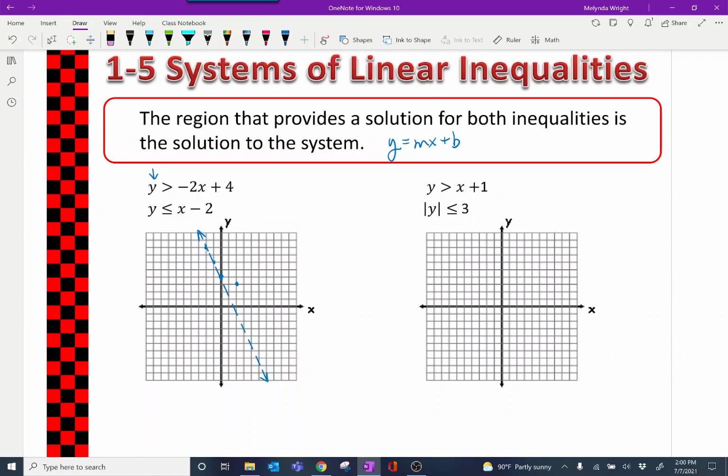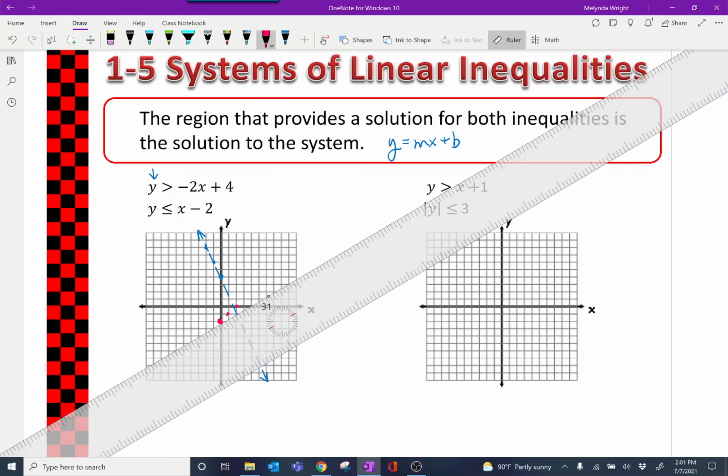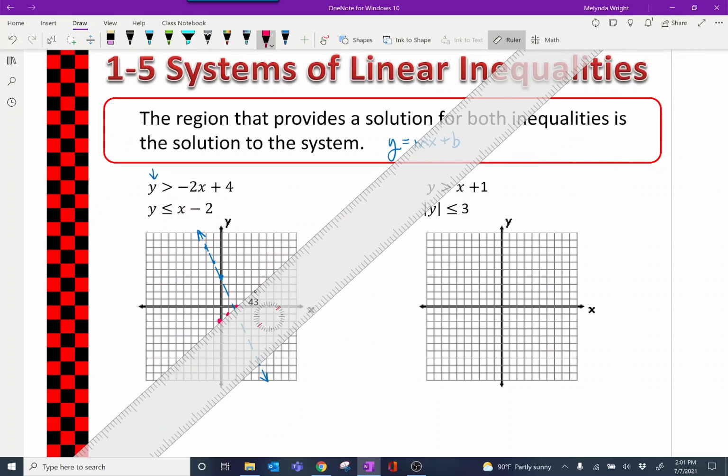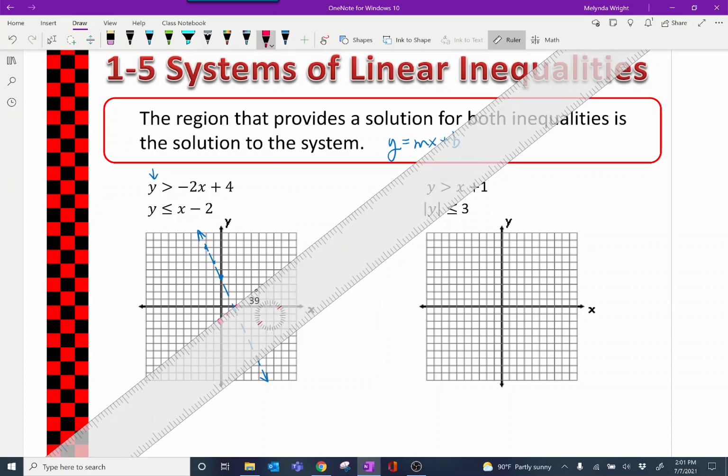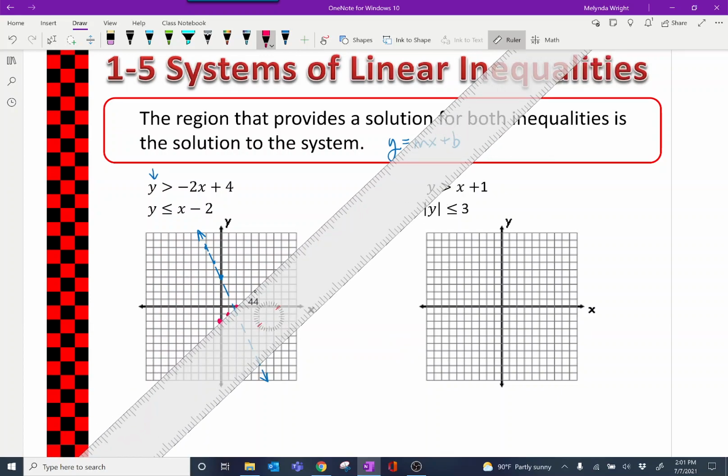In our head, we know we're going to be up here. For the next line, we have a y-intercept of -2, and then our slope is 1. So let's draw that. Now this one has an equal sign underneath, it's greater than or equal to, so we need to be sure to do a solid line here. Okay, so we have a solid line.